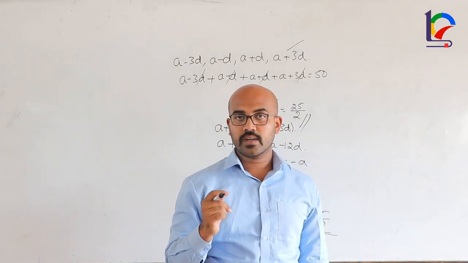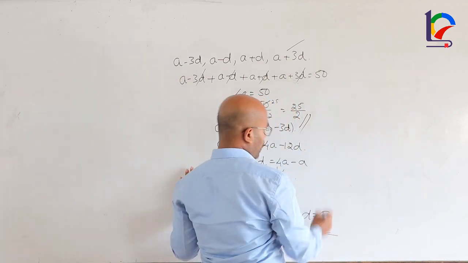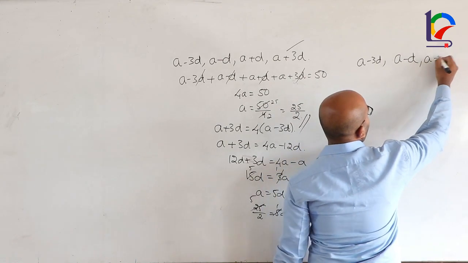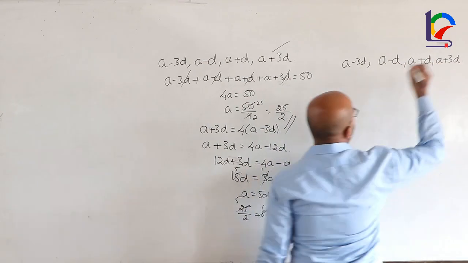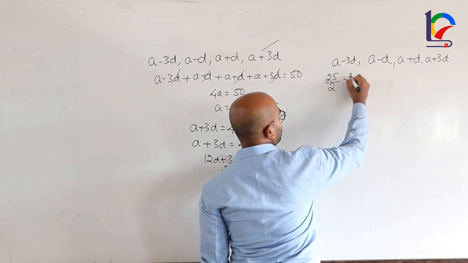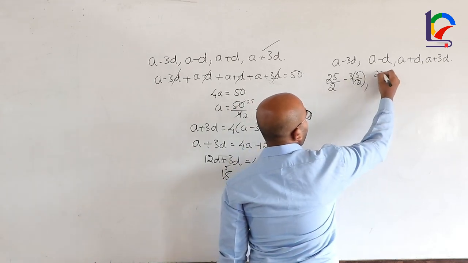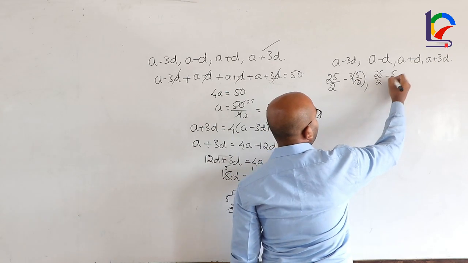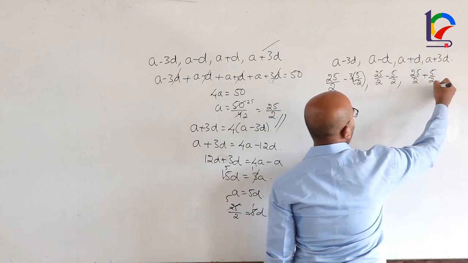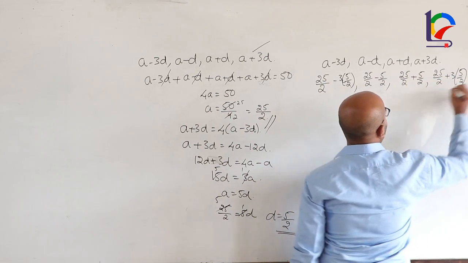So they have asked the 4 numbers of the sequence: a minus 3d, a minus d, a plus d and a plus 3d. What is the value of a? It is 25 by 2. So the first is 25 by 2 minus 3 into 5 by 2. Next, 25 by 2 minus d, which is 5 by 2. Then 25 by 2 plus 5 by 2. Then 25 by 2 plus 3 into 5 by 2.